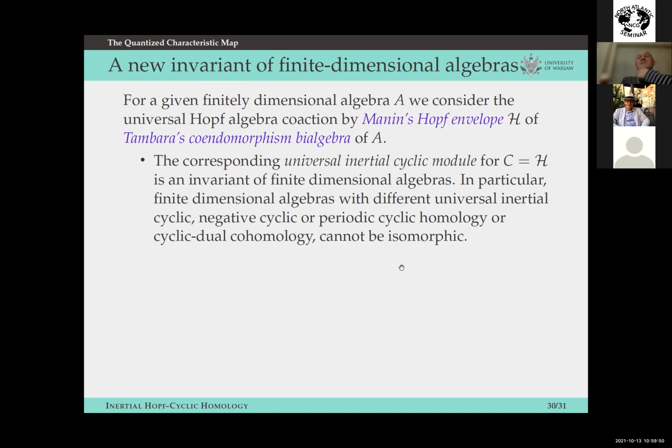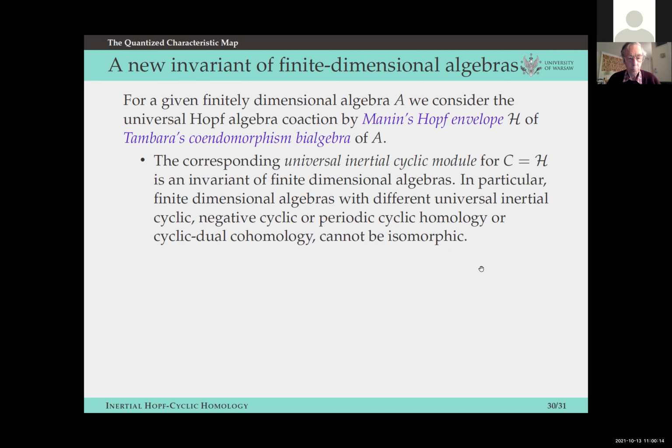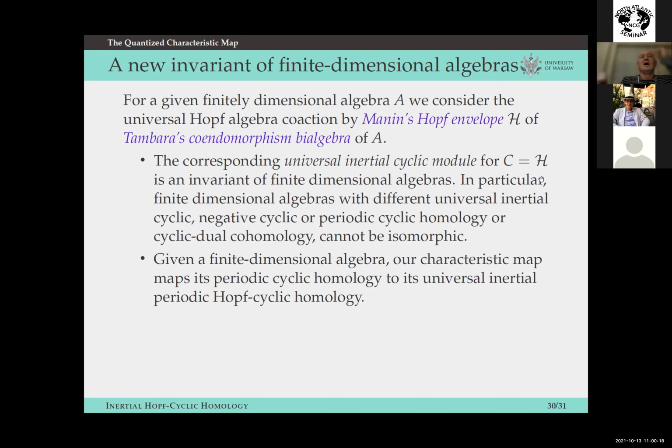Okay, and this is an invariant of a finite dimensional algebra in the sense that if any theory like cyclic, negative cyclic, or periodic cyclic homology, or cyclic dual cohomology of two such algebras are different, these algebras cannot be isomorphic. Okay, and can you show the next? Why we are interested in this kind of invariant related to periodic cyclic homology, because for finite dimensional algebras, the usual periodic cyclic homology is a very poor invariant. Okay, can you show?